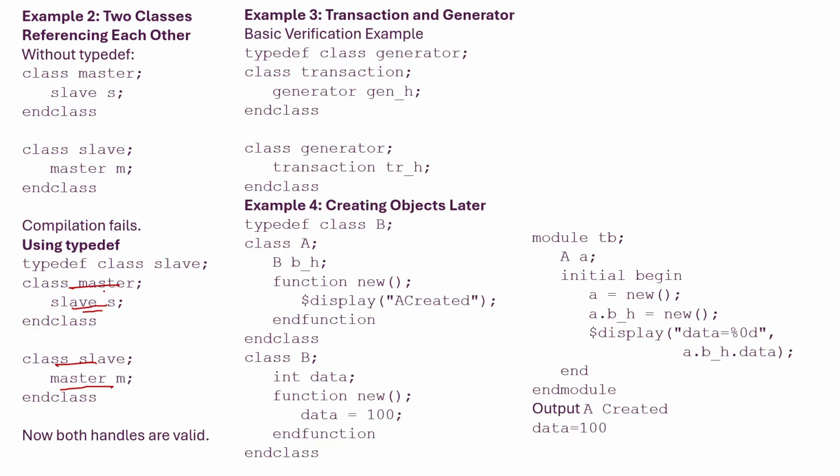So creating objects later. See how I am creating the objects later. Typedef class B, class A handle, class B handle is here, and then class B is there. I'm creating the members here. Okay. So later I'm creating. So just give me some, and I will give you later. That's me. Okay.